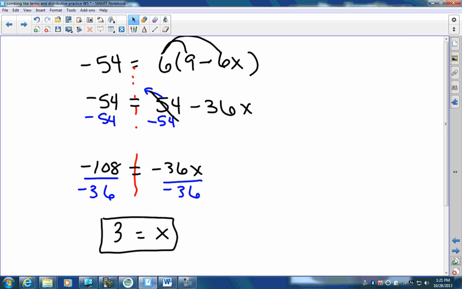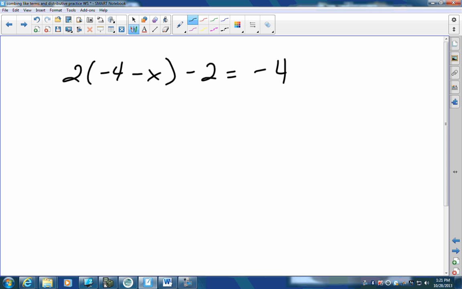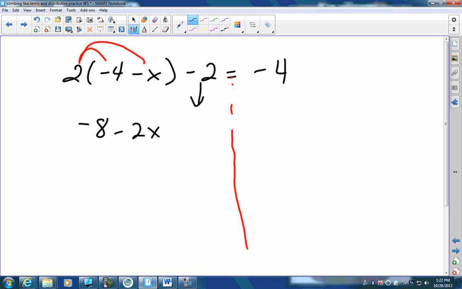Let's try another equation just to tie in what we've done. So I have 2 parentheses negative 4 minus x, minus 2 equals negative 4. Now, I'm going to draw my equal line. First thing you do is parentheses. There's a 2 outside of this parentheses. 2 times negative 4 and 2 times negative x. 2 times negative 4 is negative 8. 2 times negative x, negative 2x. And I'm just going to bring down that minus 2 right there because it's not inside the parentheses.